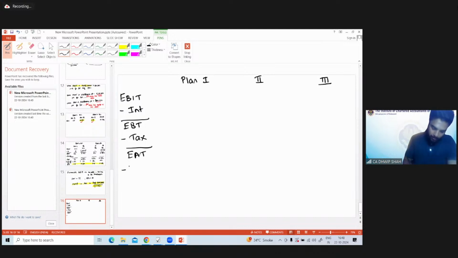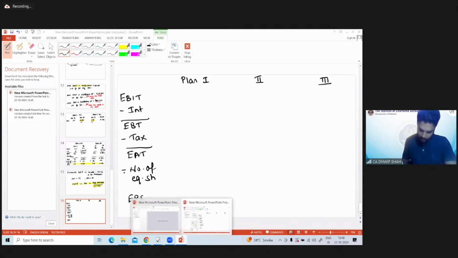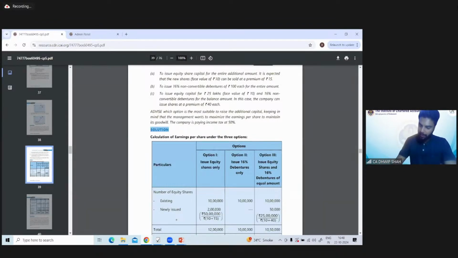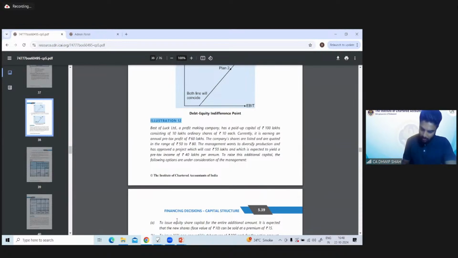There is no preference dividend. So divide by number of equity shares, which will give me EPS. Okay? Now tell me, our income statement starts with EBIT. What should be my EBIT? 40 lakh, or 60 lakh, or 100 lakhs? Tell me, what should be my EBIT?